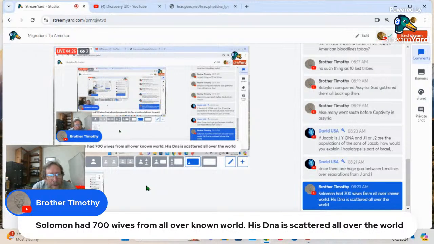Solomon had 700 wives from all over the known world. His DNA scattered all over the world, which is J2. So the house of David and Solomon is mostly, I believe, J2 M172. So the M172 then branches off in two lineages, which could be the lineages of David and Solomon. But it's the house of David is probably J1 M172, and the rest would be Judaic or other Israelite tribes.